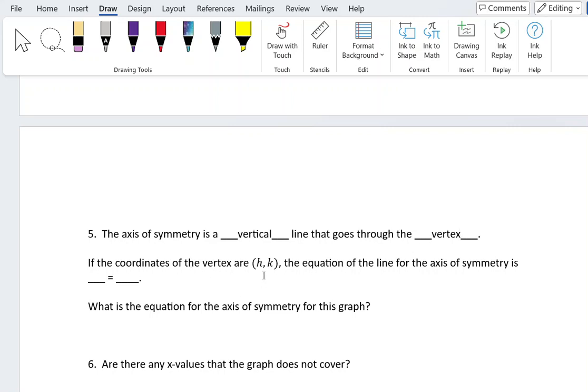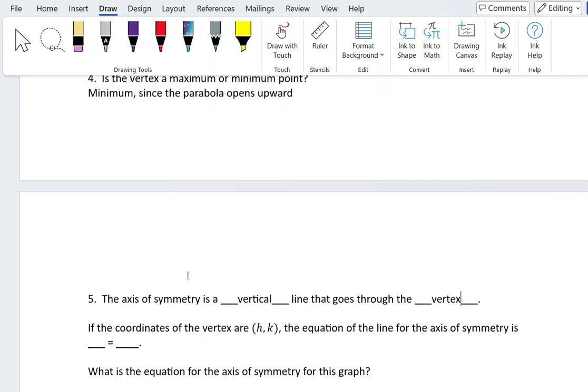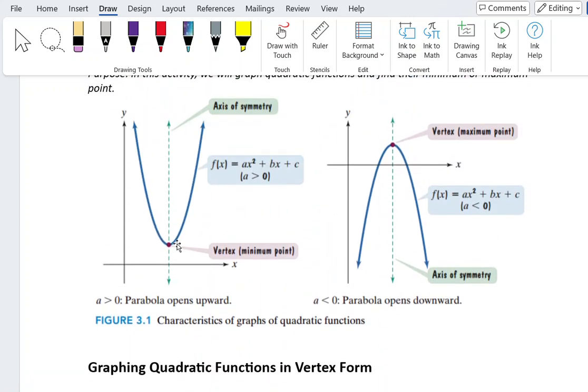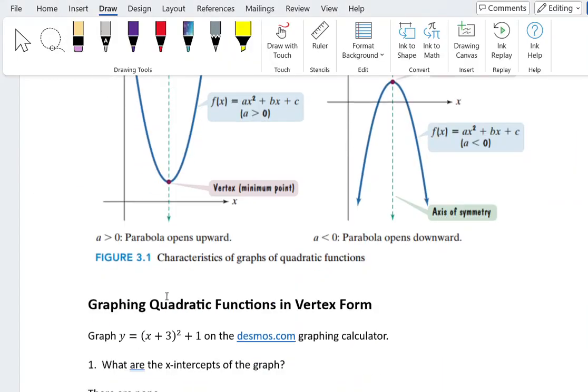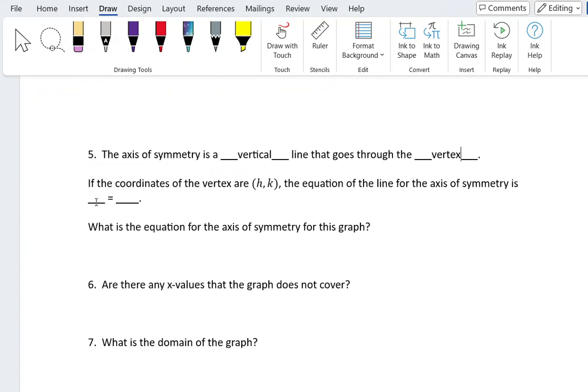If the coordinates of the vertex are (h, k), the equation for the line of the axis of symmetry is blank equals blank. So this is a vertical line, and it's going through the x-coordinate of the vertex. Looking at my example here, the axis of symmetry would be a vertical line going through -3. So that means the equation would be x equals -3.